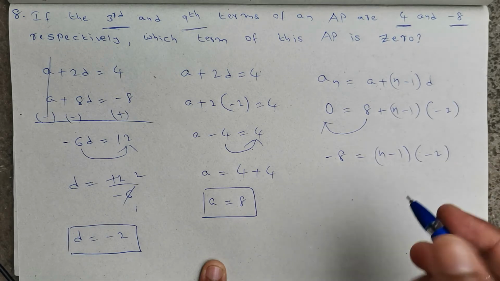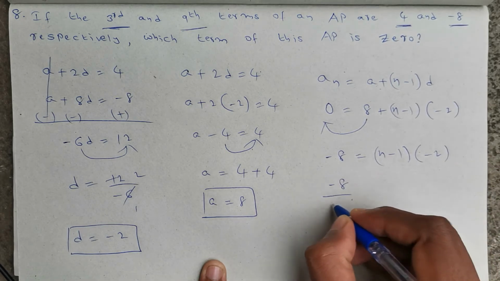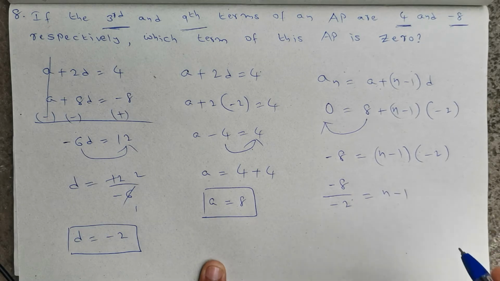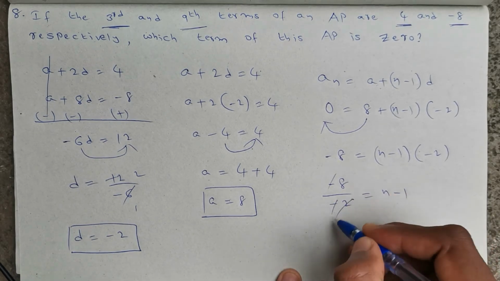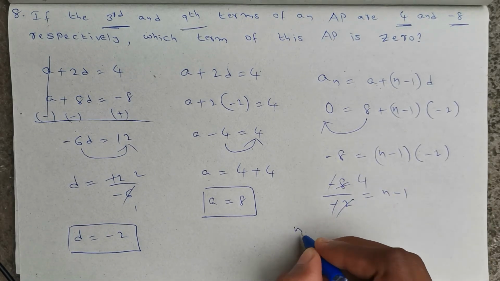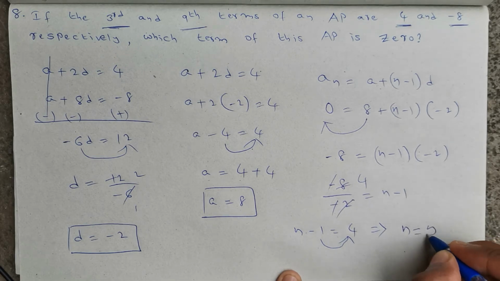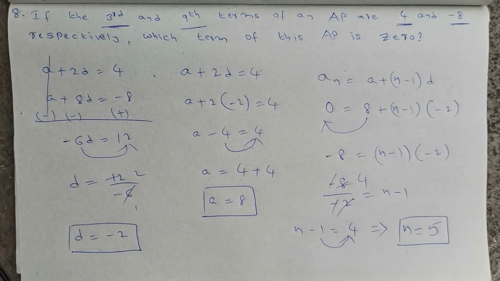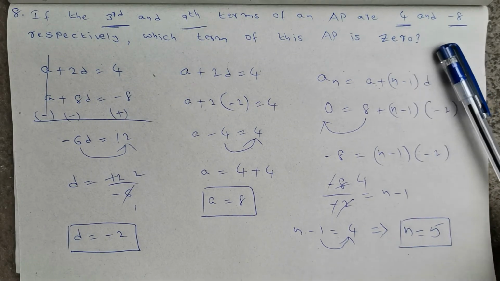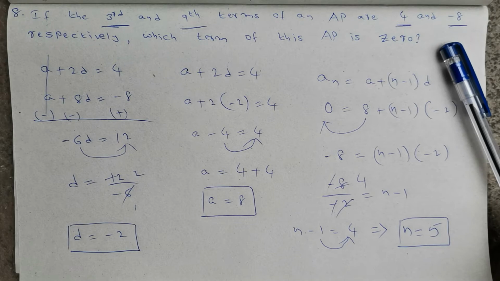This minus 2 also I will take to the left side. Minus 8 divided by minus 2 is equals to n minus 1. Here minus minus cancel, 2 ones are 2, 2 fours are 8. So n minus 1 is equals to 4. This minus 1 if we take to the right side it will become plus 1. So n is equals to 4 plus 1, that is 5. So it means fifth term of that AP is 0.